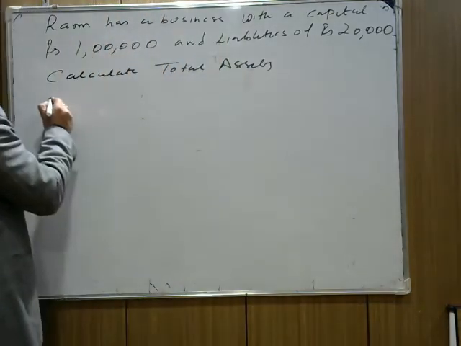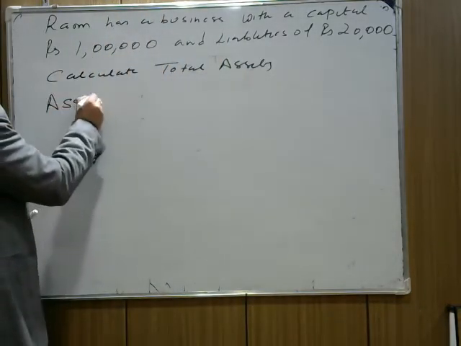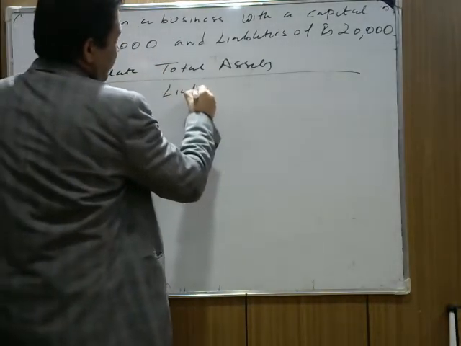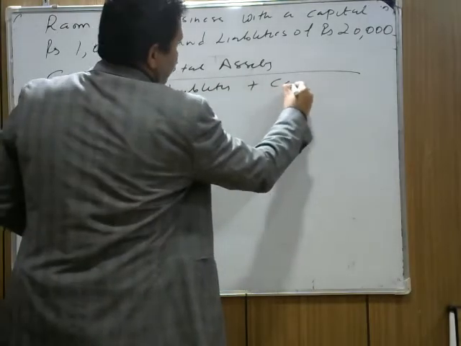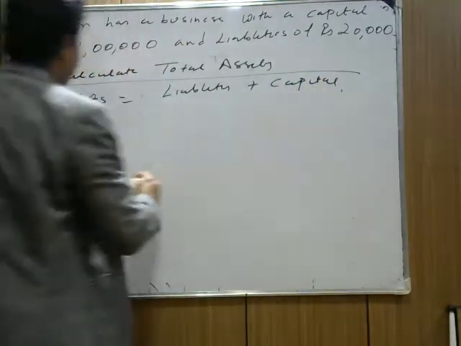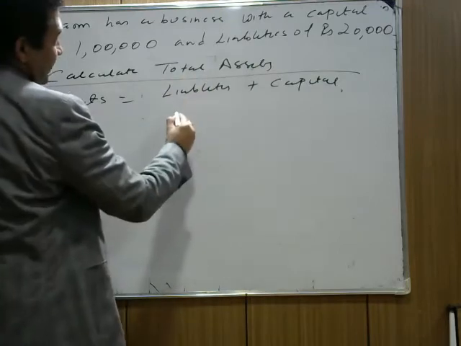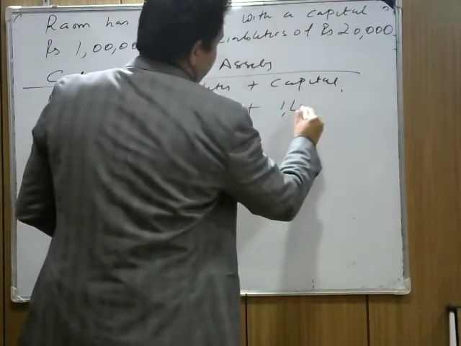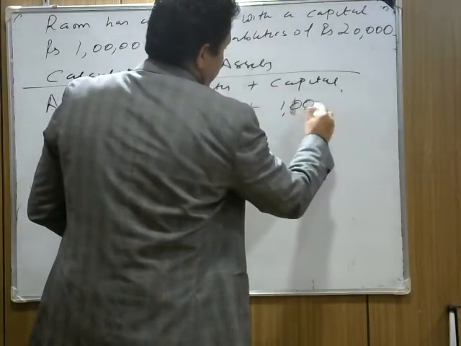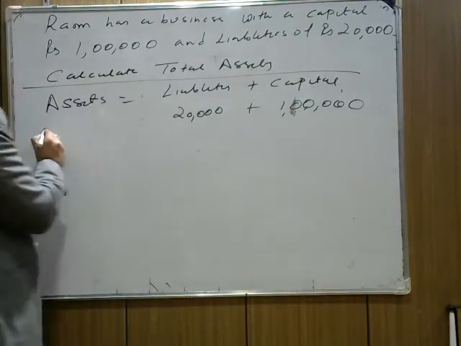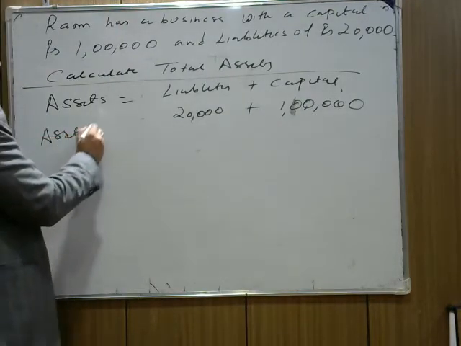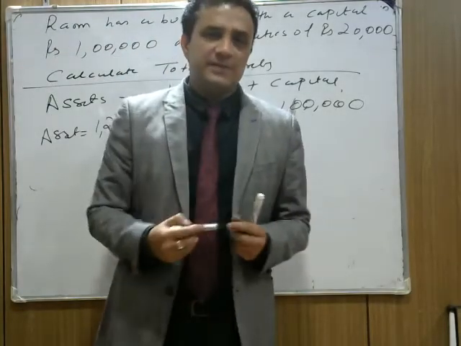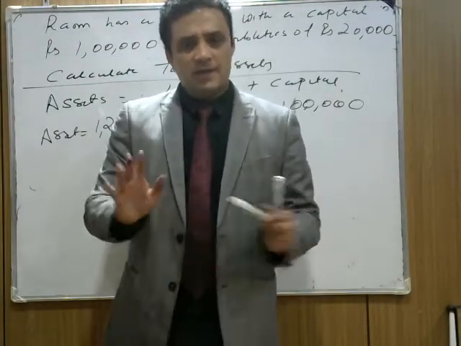So we write here, the accounting equation: assets is equal to liabilities plus capital. So how can you find the assets? You need to find the asset. Your liability is 20,000 and your capital is 1 lakh. It means your total asset is equal to 1,20,000. So with the help of the accounting equation, we can find this. Simple question.